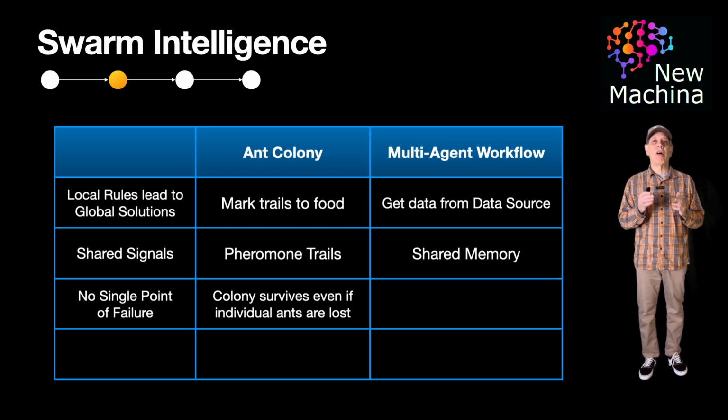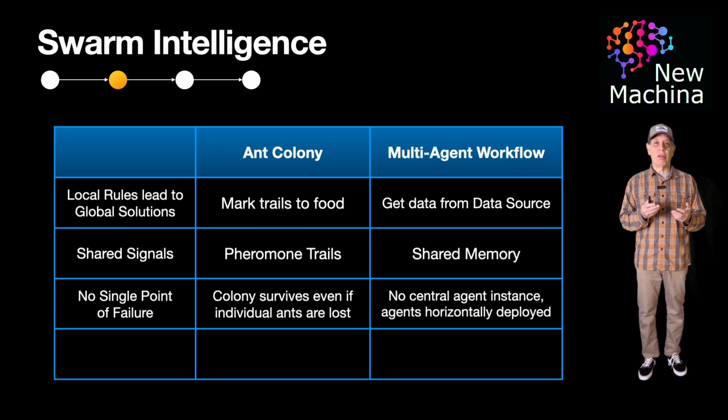So what is the equivalent of no single point of failure in agentic workflows? Well, in agentic systems, the absence of a central authority means that the failure of one agent instance does not compromise the entire system. Note, in a proper agentic deployment, you would have agents deployed across numerous containers or VMs, ensuring horizontal system redundancy. This design principle enhances the agentic system's robustness and fault tolerance, allowing it to continue to operate despite individual agent instance failures.